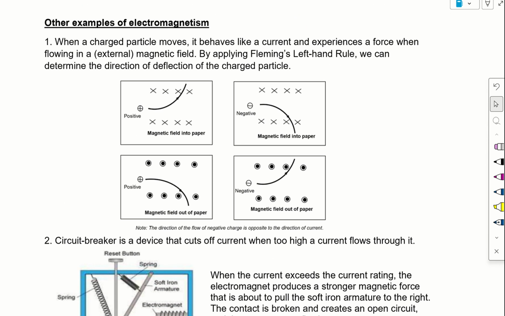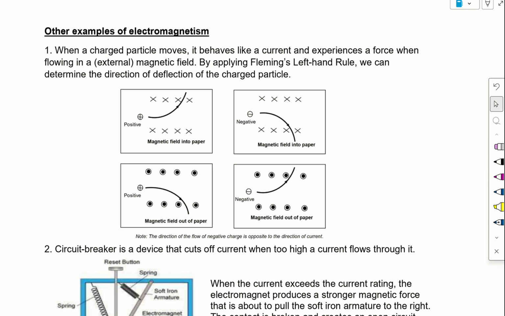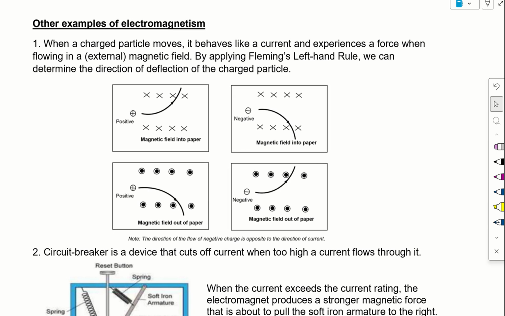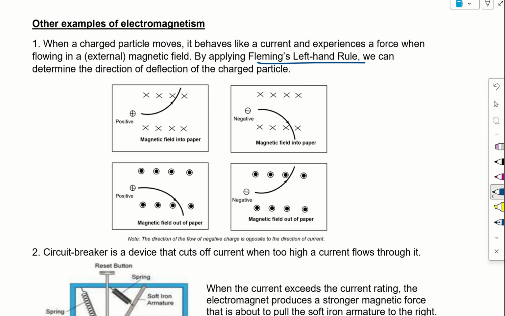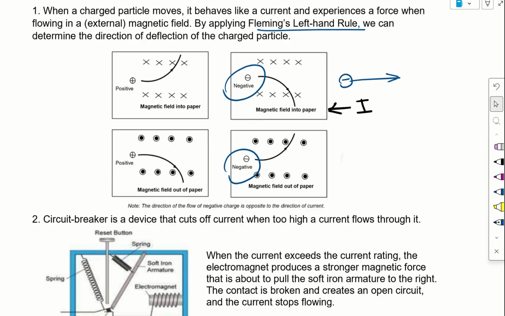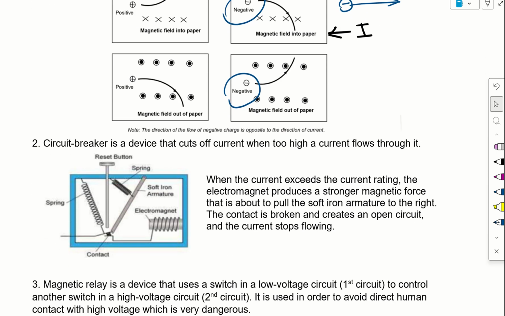So these are other examples of electromagnetism. This is when a charged particle is moving in a magnetic field. So here you can apply Fleming's left hand rule. Just take note of the negative. If the negative charge is moving to the right, then the current is to the left. That is how you need to position your middle finger, which represents the direction of the current. So this is a popular kind of MCQ question.